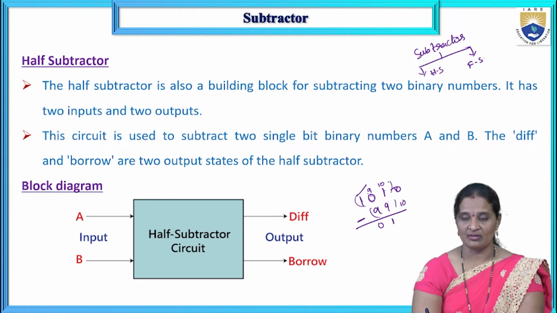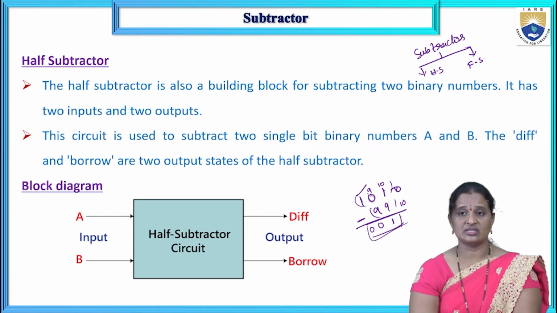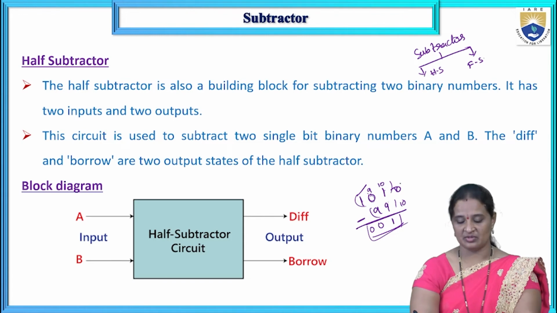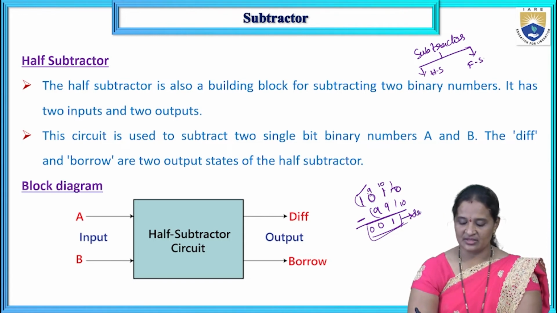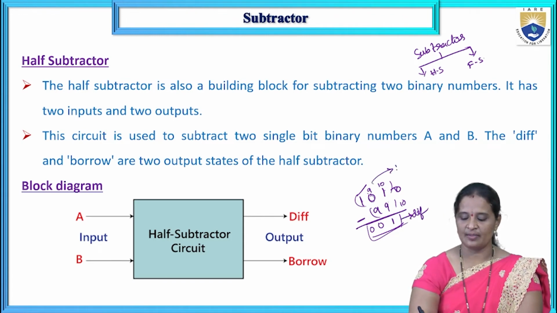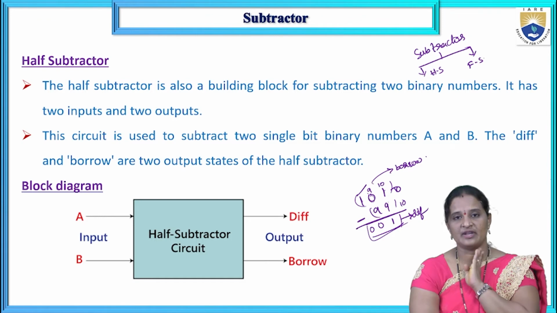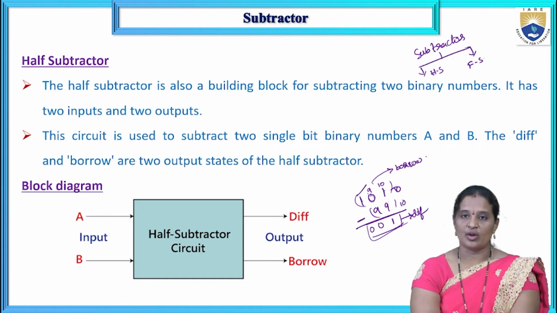This one has been given as borrow. So now it becomes 0, right? This is 1. So this is a subtraction process. So that means whenever we are performing the subtraction, this is called as difference, whereas this is called as the borrow. Whenever you are performing the subtraction, we have two possible outputs. One is the difference output and the other one is the borrow output.